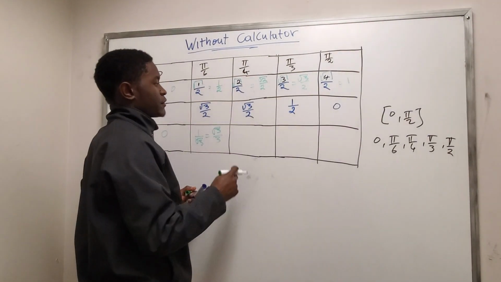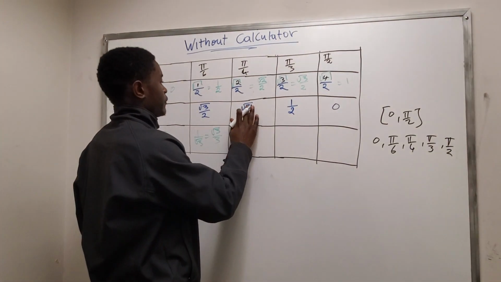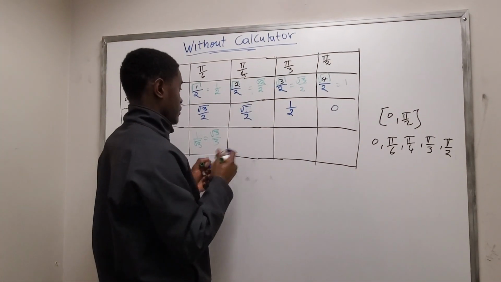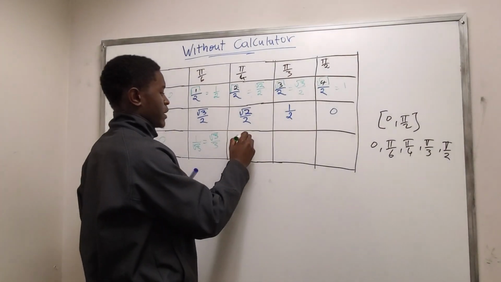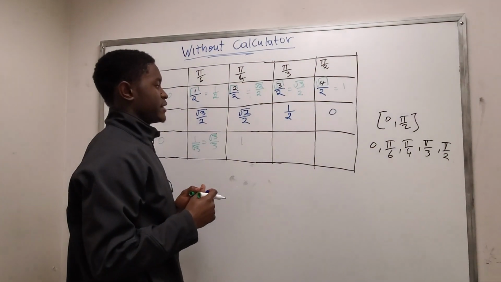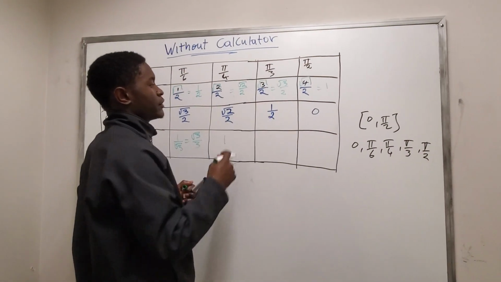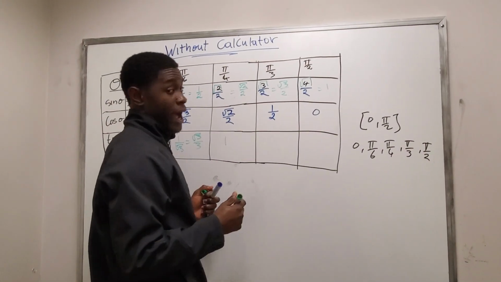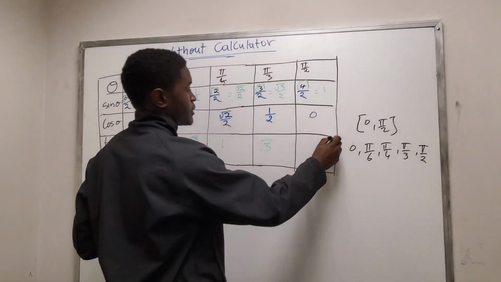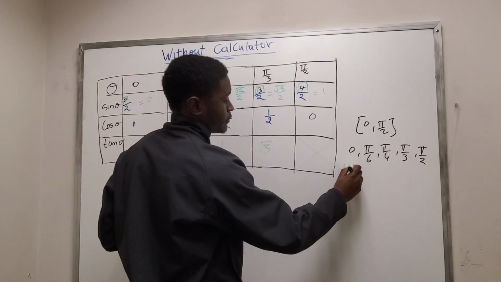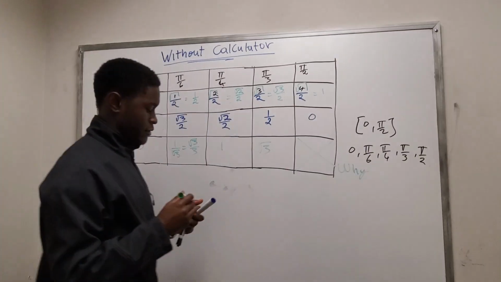Square root of 2 over 2 divided by square root of 2 over 2 is 1, because sine and cosine have the same value. Square root of 3 over 2 divided by 1/2 is square root of 3. And this one does not exist. And why? I will explain to you.